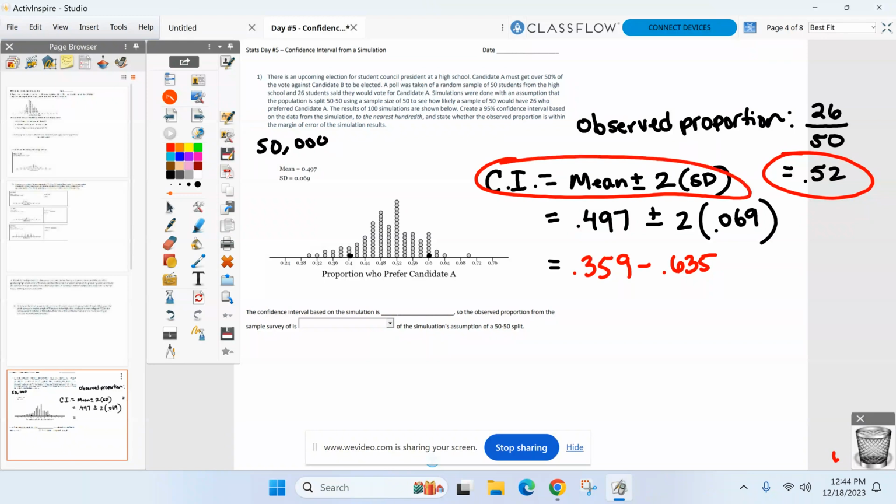Yep. Okay, so let's fill in the blanks here. So you guys get an understanding of grammar-wise what I'm looking for as an answer as well here. So the confidence interval was 0.359 to 0.635.